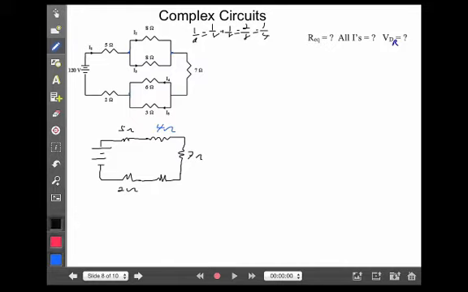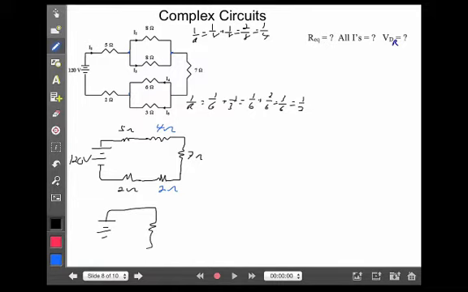Let's do the same thing down here. 1 over this little r is 1 over 6 plus 1 over 3. Okay, so that's 1 over 6 plus 2 over 6, which is 3 over 6, or 1/2. So that means that this resistor down here would be a 2 ohm if I squished that 6 and 3 in parallel. Now look what that's done for me. I now have sort of a new circuit that's clearly a series circuit. And now I can draw my simple circuit from that series.